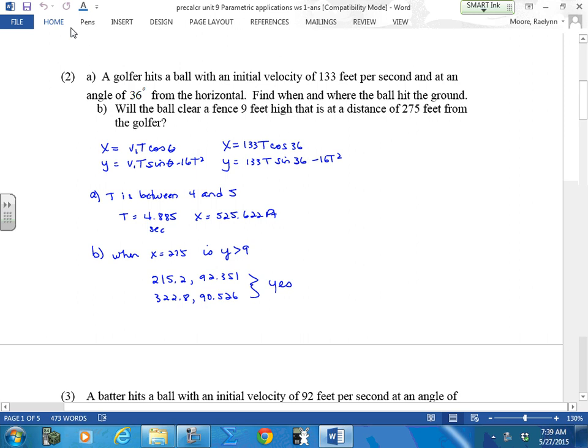A golfer was hitting a ball at 133 feet per second at an angle of 36 degrees from the horizontal. Okay, so did you get your two equations set up? Is everybody able to set the equations up?